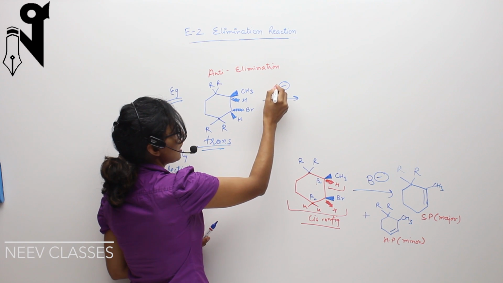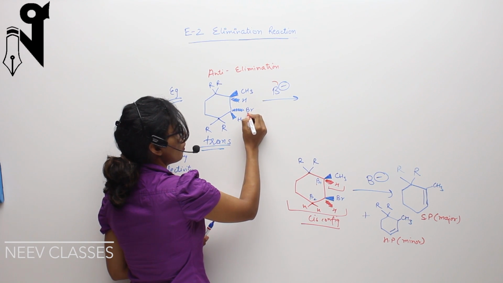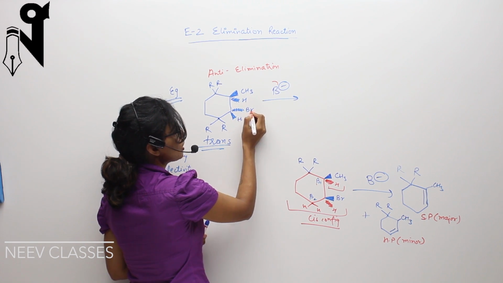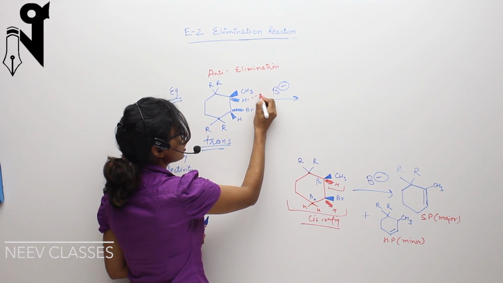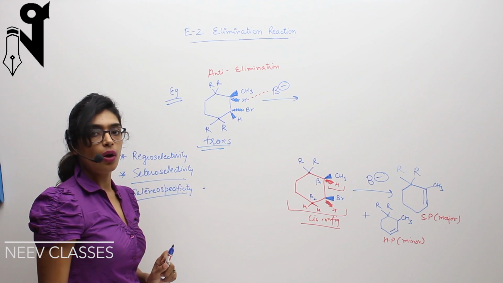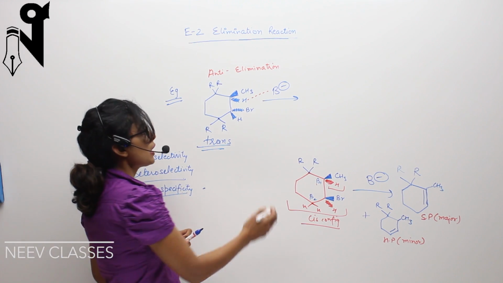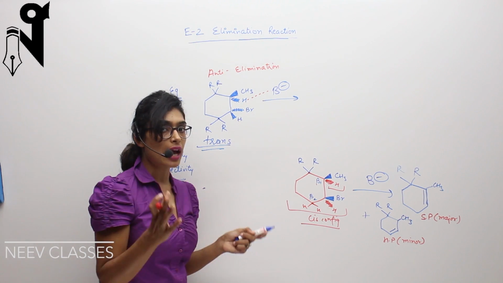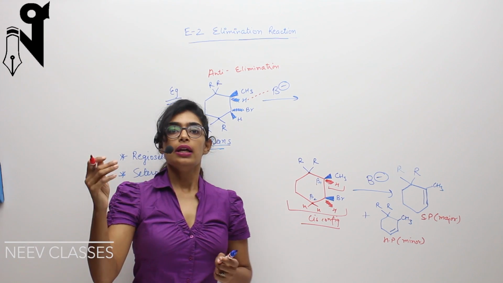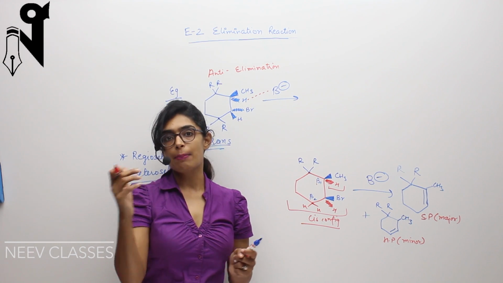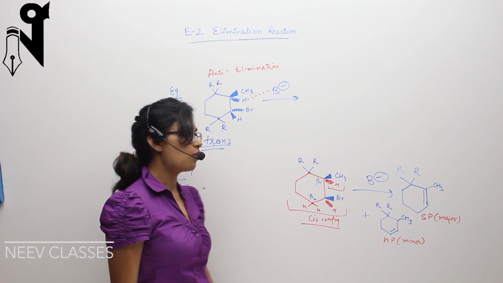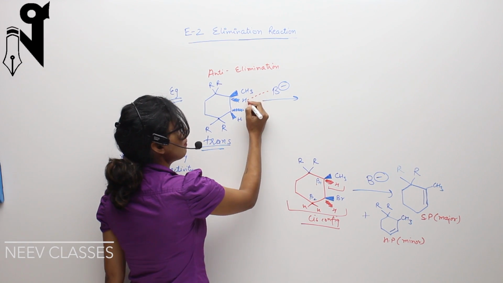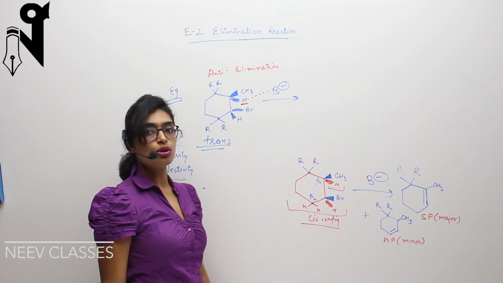So what will happen? Now the base will try to remove this. The base will try to form the bond with hydrogen, or will try to abstract this hydrogen, and bromine will also get removed. That's what happens in the transition state: attack of base happens on the beta hydrogen, removal of leaving group happens, and then the pi bond forms. But here, will this base be able to even attack this hydrogen to remove it?